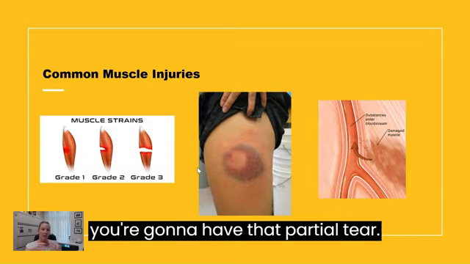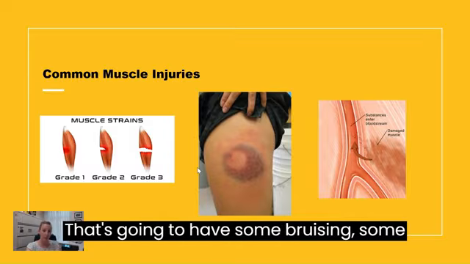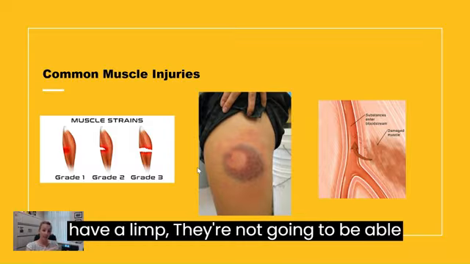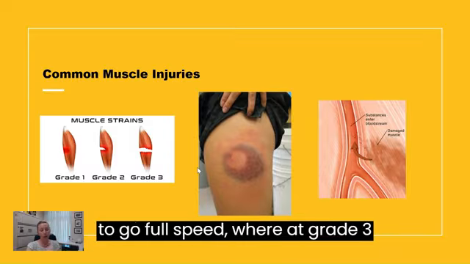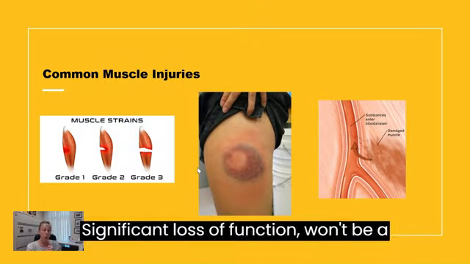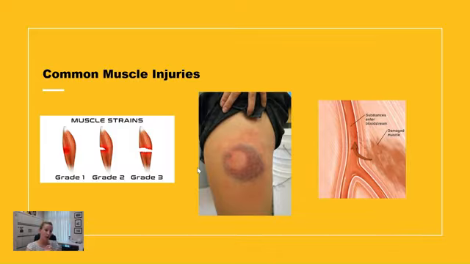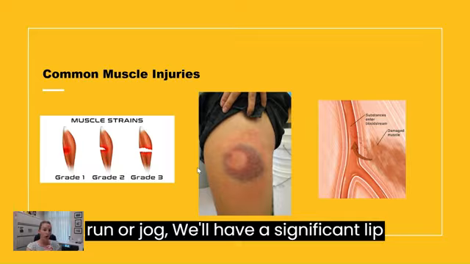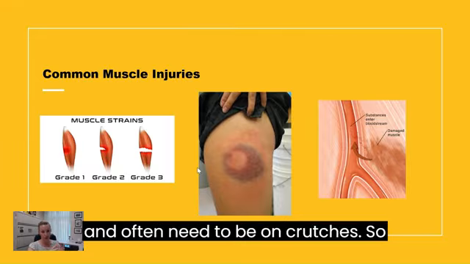So a grade 2, you're going to have that partial tear that's going to have some bruising, some loss of function. Sometimes they might have a limp. They're not going to be able to go full speed. With a grade 3, they're going to have a full tear, significant loss of function, won't be able to weight bear, won't be able to run or jog, will have a significant limp and often need to be on crutches.